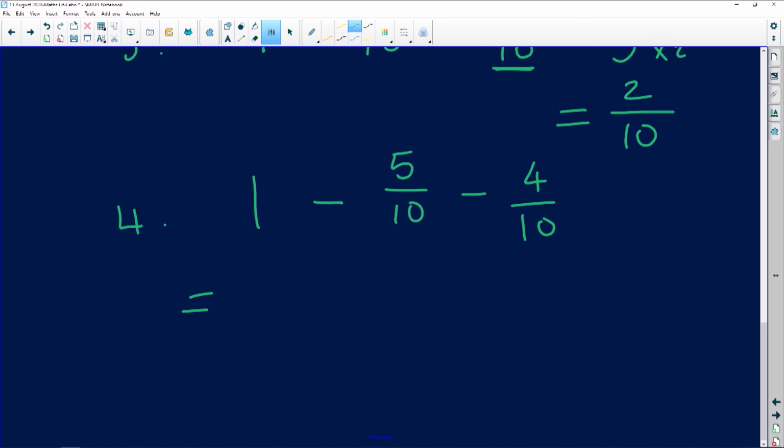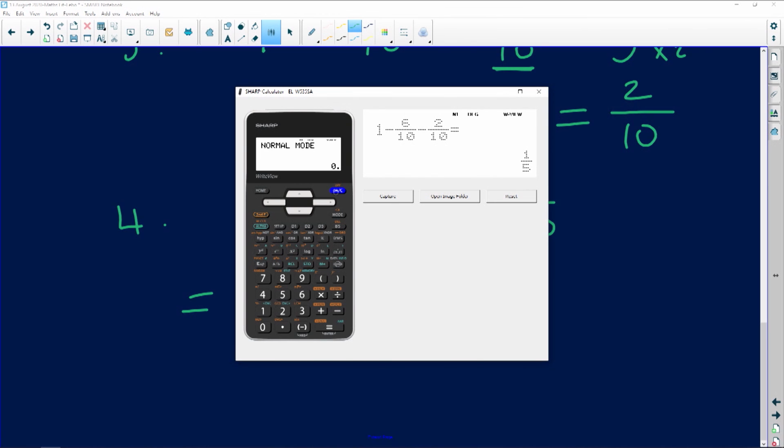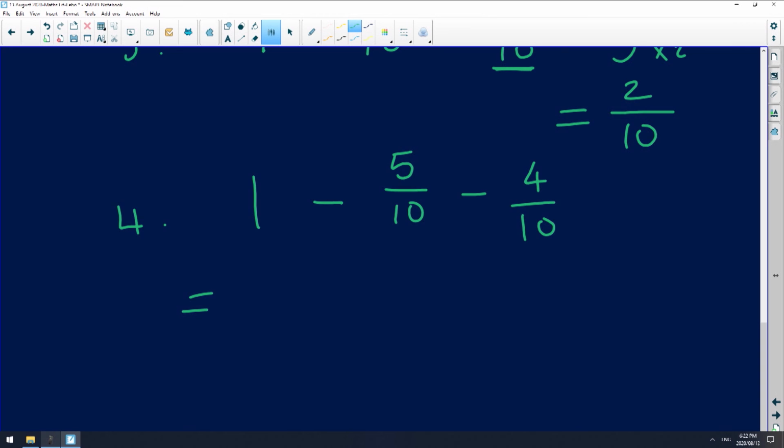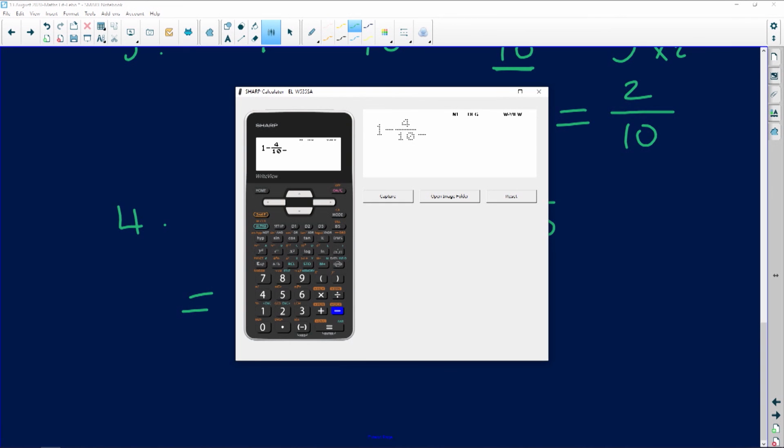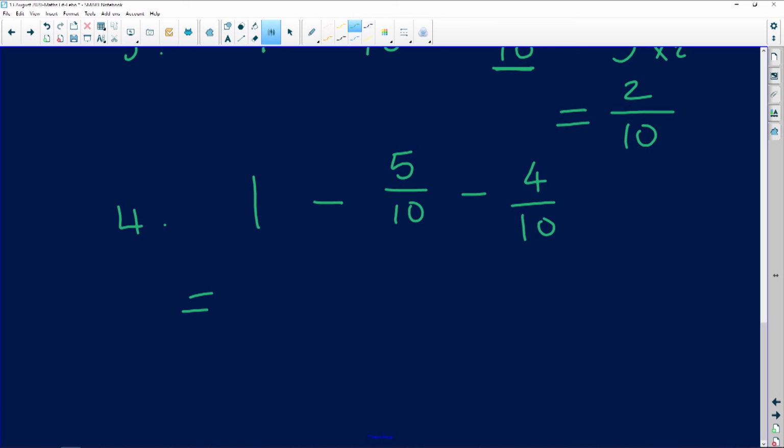Let's go see what that would give. From the top of my head, I can already see it's going to give me 1 out of 10. But let's go see it. 1 minus 4 over 10, just want to make sure, there we go, 4 over 10 minus 5 over 10. And that gives me 1 over 10. I don't even need to go do any conversions because it's 10, okay? So that would be 1 over 10.